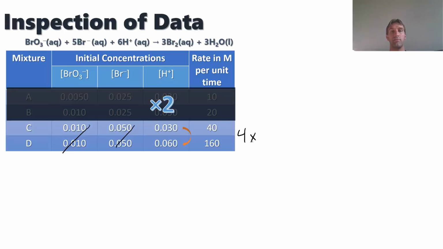But you've got to focus back on the original change. This is a base change of 2. When we're trying to figure out that 4, what we would do is figure out how many times you multiply the base in order to come up with the new rate change. Well, 2 raised to the second power is 4. 2 squared is 4. So what we're seeing between 40 and 160 is 2 to the second. This 2, our exponent, is the order.